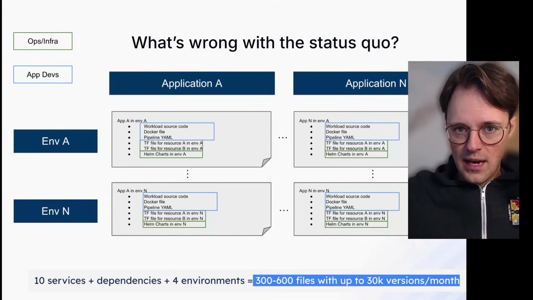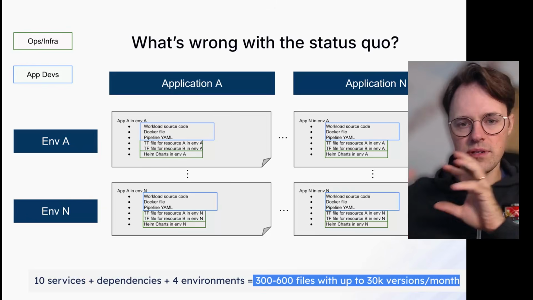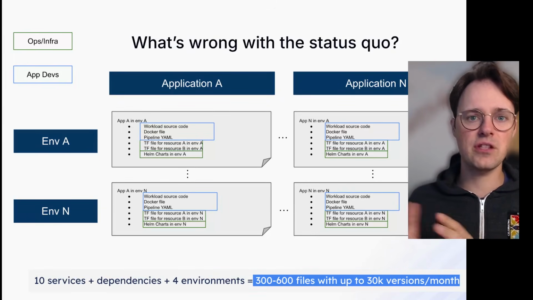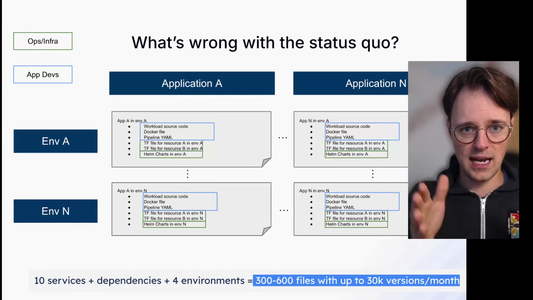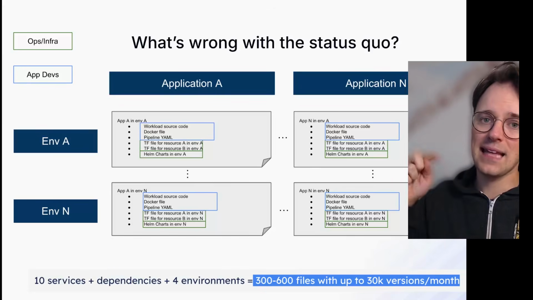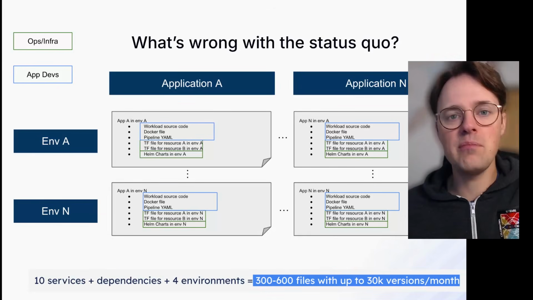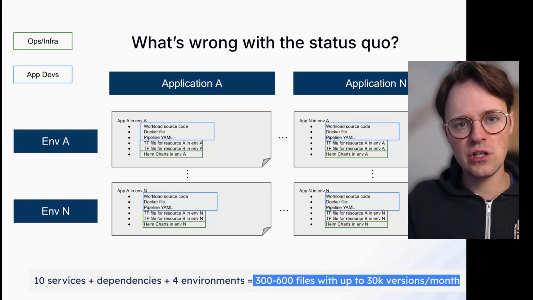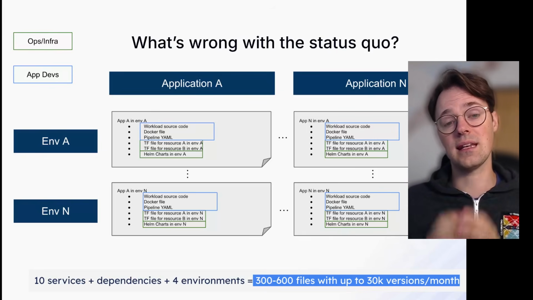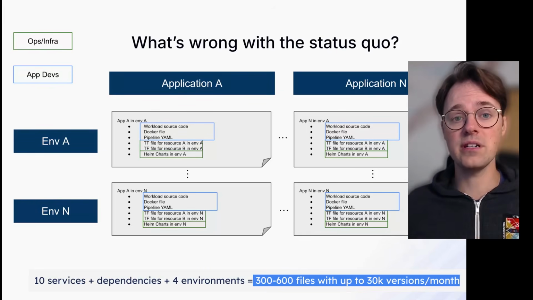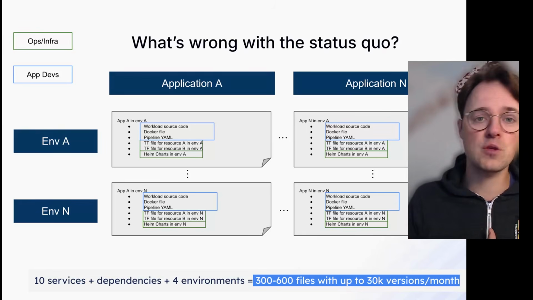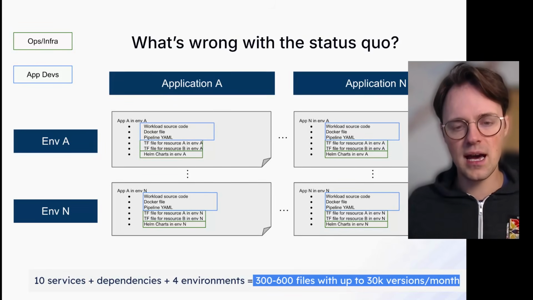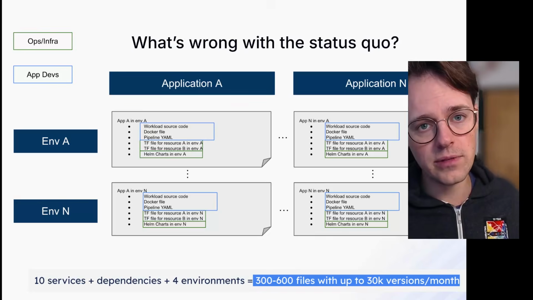You have the application in different environments and you have different dependencies. That means 300 to 600 files if we just look at one application with 10 services. And that means 30,000 versions every month, right? And those are things you need to maintain and you need to secure and you need to update and all of that. Then that can become very, very difficult at scale. Again, for smaller setups, whatever, it doesn't matter. But for large setups, for the enterprise world, that really, really matters.